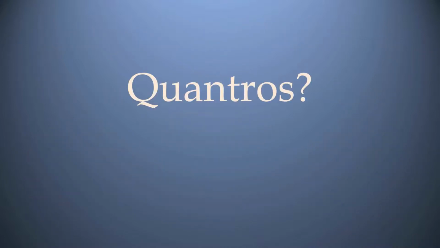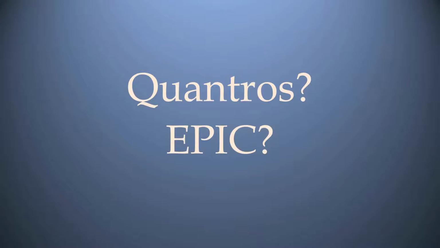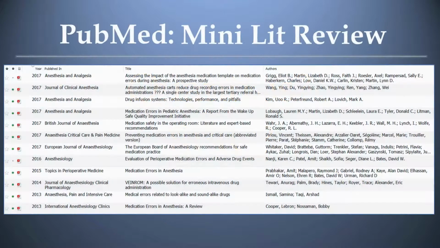So where do I look for my project? Can I look in Quantros? Can I rely on Epic? And I don't think that I can. They might give me an idea as to what it may look like at Sacred Heart, but I think that I have to look at the literature to really paint the picture of what the problem is. And I did a mini lit review.